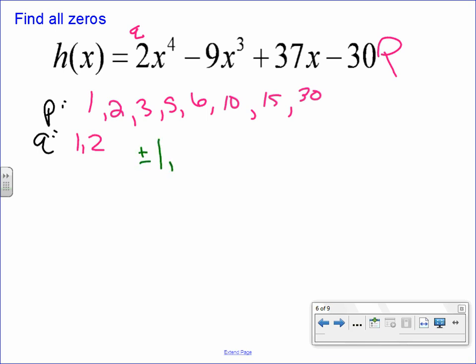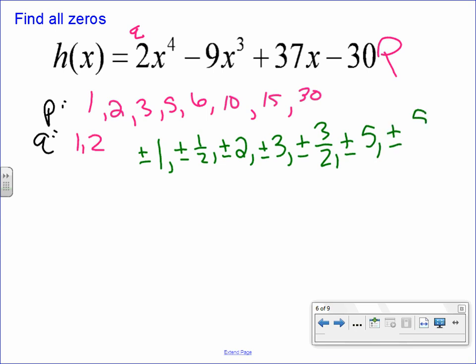Positive or negative 1 over 1. Positive or negative 1 over 2. Positive and negative 2 over 1. Aha! 2 over 2? Already on our list, because 2 over 2 equals 1. Positive or negative 3 over 1. Positive or negative 3 over 2. Positive or negative 5 over 1. Positive or negative 5 over 2. Tired yet?